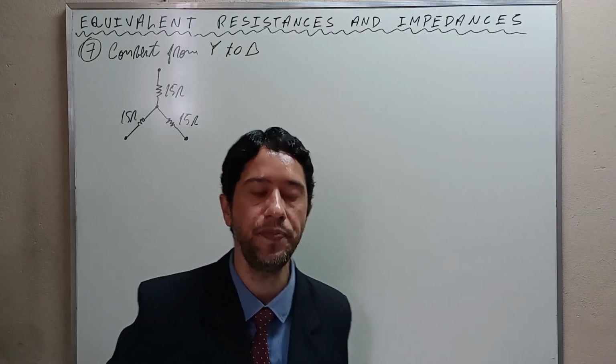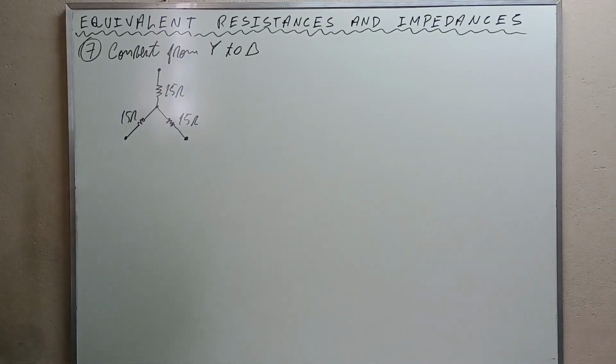Exercise number 7. What is the value of the resistances for the 3-phase delta equivalent configuration of the load shown in the figure? This is the question. Let's go to the solution. The exercise provided us this set of resistances connected in Y and requires us to convert it to a delta. For a three-phase load composed of equal resistances or equal impedances, the following is valid.